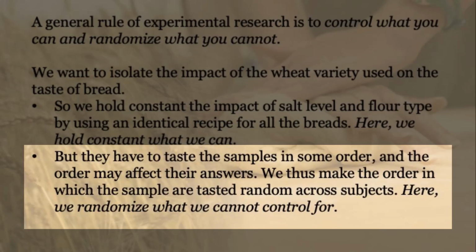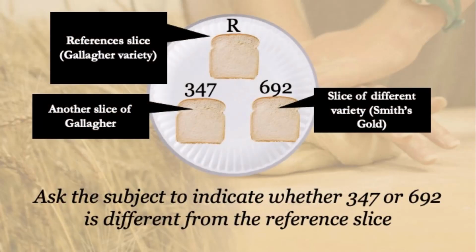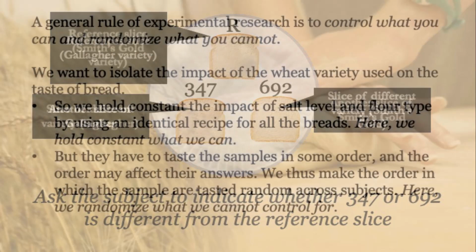So what we do there is we randomize the order in which they taste the samples, so that it varies randomly across people. That's why we say we randomize what we cannot control for. Let me give you an example here. Remember, we said suppose that the Gallagher is the reference slice, and then they taste 347, which is the Gallagher variety. Then they taste 692, which is a different variety.